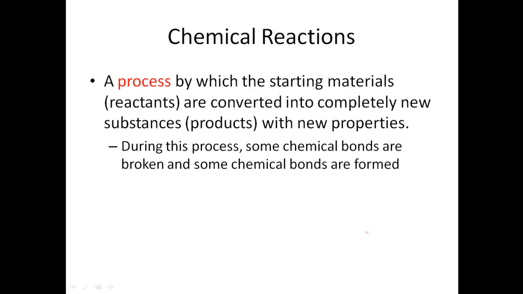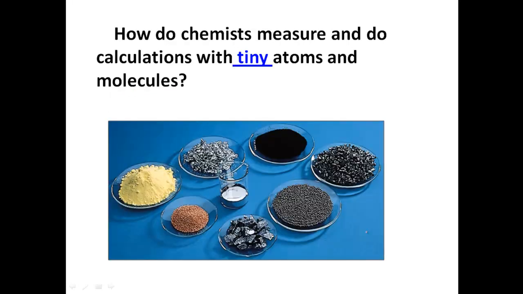So what is a chemical reaction? It's a process by which we have starting materials, which we call reactants, and they're converted into new substances that we call products. These products have completely new and different properties than the starting materials. Any type of chemical reaction involves chemical bonds being broken and chemical bonds being formed.